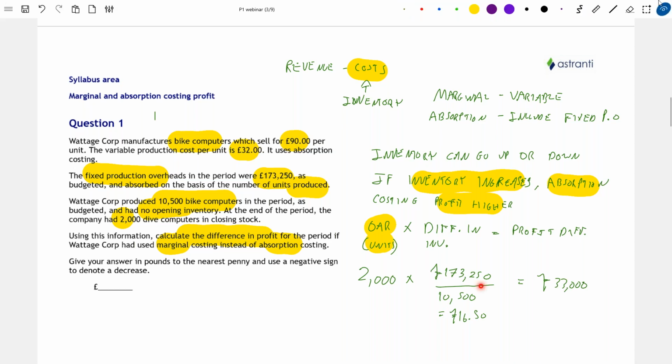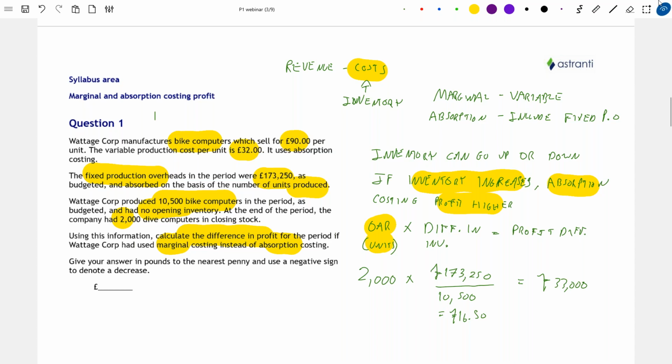So all we've done in this calculation here is we've found the fixed production overhead per unit that's been absorbed per unit. Now remember, the difference between the marginal and the absorption costing profit systems is that it's absorption that includes the fixed production overheads. And it's this extra cost that absorption costing considers on a per unit basis that means that inventory is considered more valuable. So 2,000 units in inventory times the £16.50 extra per unit cost considered in that inventory means £33,000 extra profit, excuse me, under an absorption costing system.